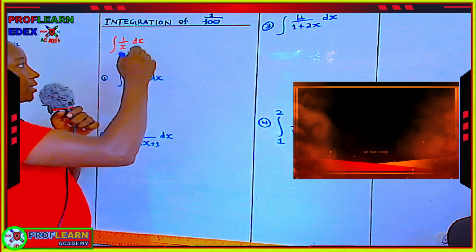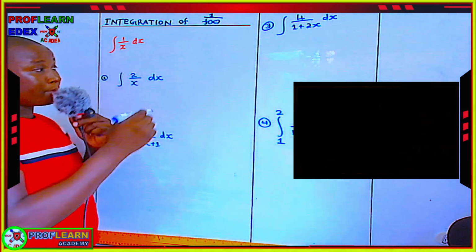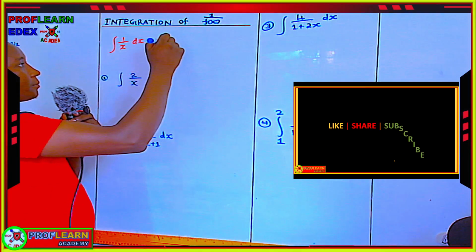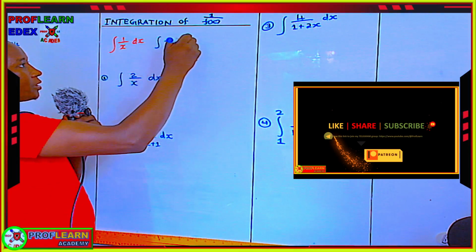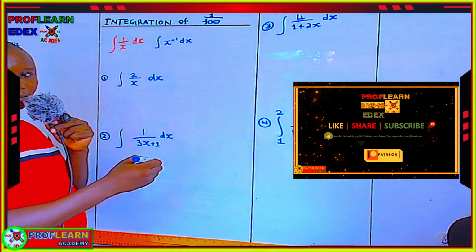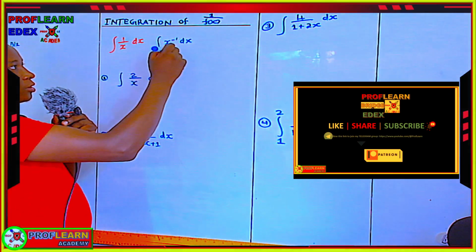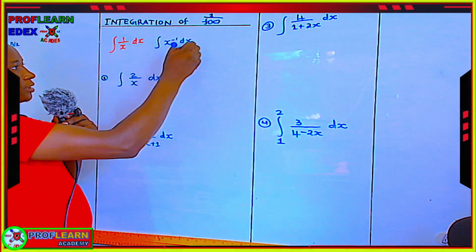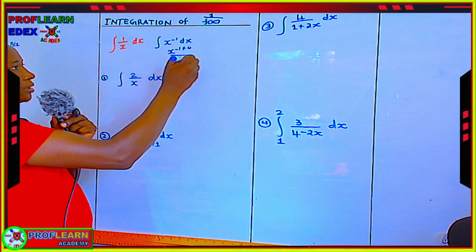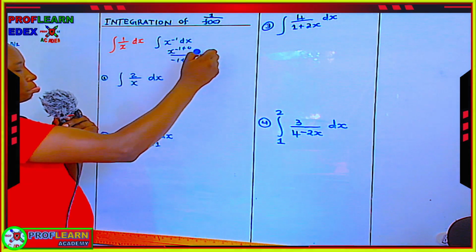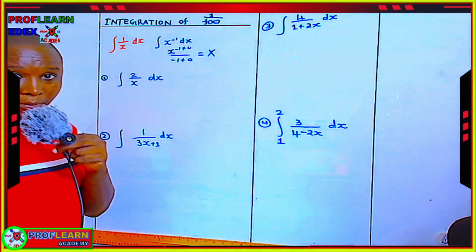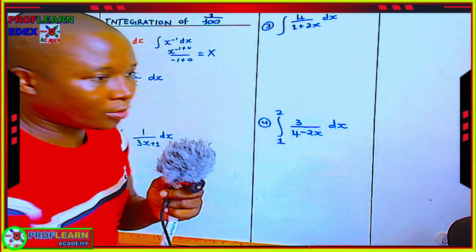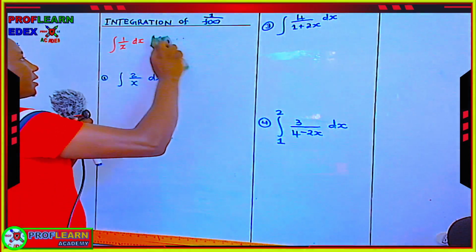Of course, don't make this mistake of saying this is the same as the integral of x^-1 with respect to x, and then saying therefore this is going to be x^(-1+1) over -1+1, that is x^0 over 0. You see, this one is very wrong. I'm going to show you how you can integrate this.